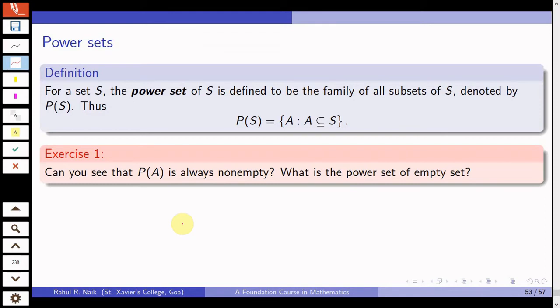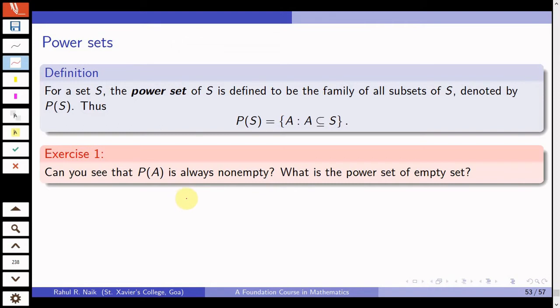Sometimes some authors use a subscript P instead of this italic P. So, P of S, mathematically, is the collection of sets A such that A is a subset of S. So, here we are collecting all the subsets of S. The first and very trivial exercise that one should think about is: will this P of A ever be empty? The answer is no, it will always be non-empty.